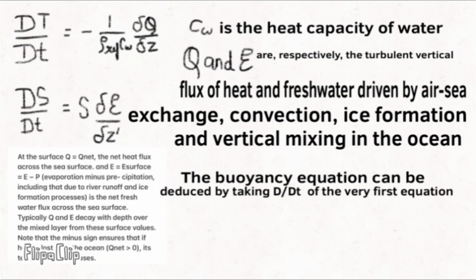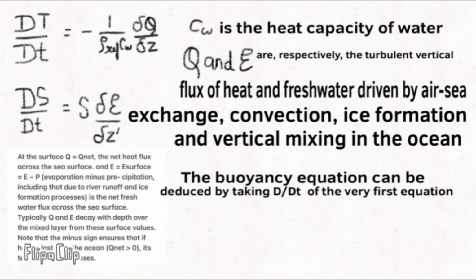dT divided by dt equals minus 1 by rho reference Cw times delta Q by delta Z. dS divided by dt equals S times delta E by delta Z. Cw is the heat capacity of water, and Q and E are, respectively, the turbulent vertical flux of heat and fresh water driven by air-sea exchange, convection, ice formation, and vertical mixing in the ocean.